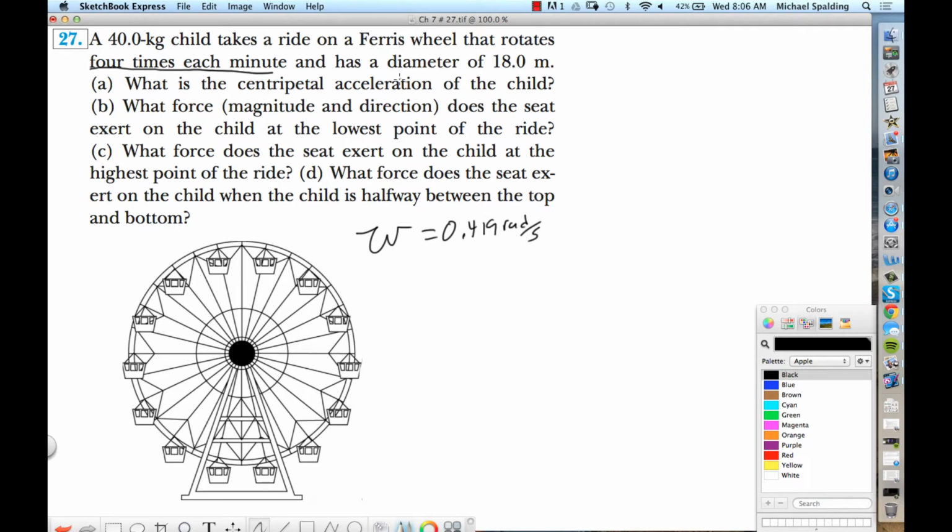Okay, they give us the diameter of the wheel, 18 meters, but we care about the radius. So the radius of this wheel is 9 meters. Okay, so first question, what's the centripetal acceleration?